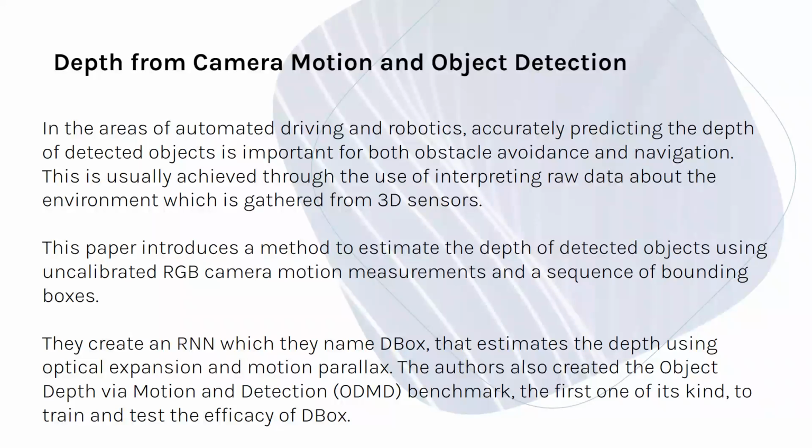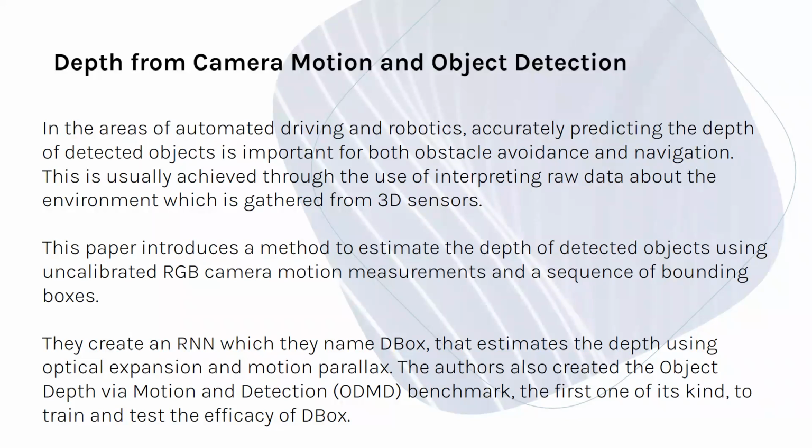So just a little bit about the paper. In the areas of automated driving and robotics, accurately predicting the depth of detected objects is important for both obstacle avoidance and navigation. This is usually achieved through the use of interpreting raw data about the environment, which is gathered from 3D sensors. This paper introduces a method to estimate the depth of detected objects using uncalibrated RGB camera motion measurements in a sequence of bounding boxes.